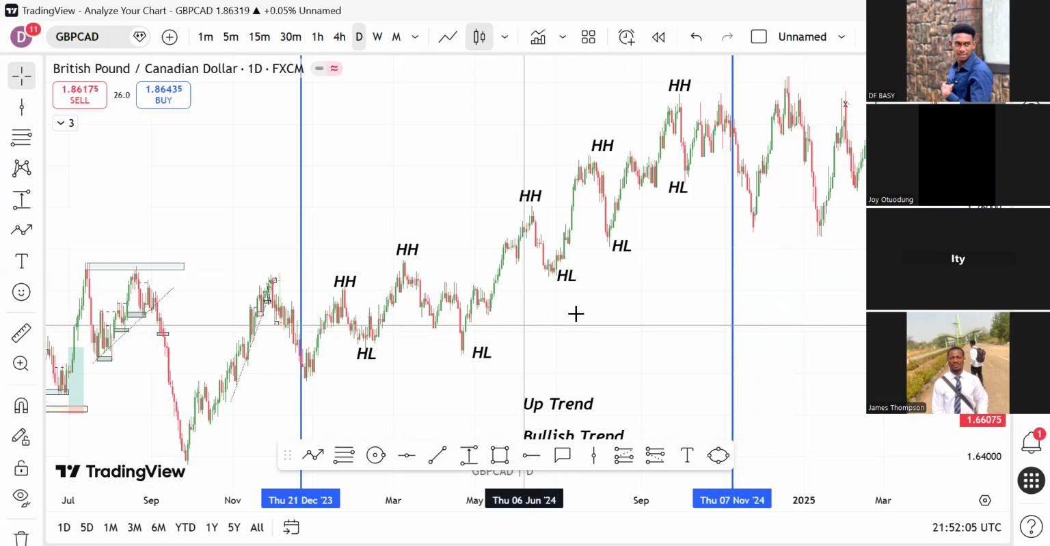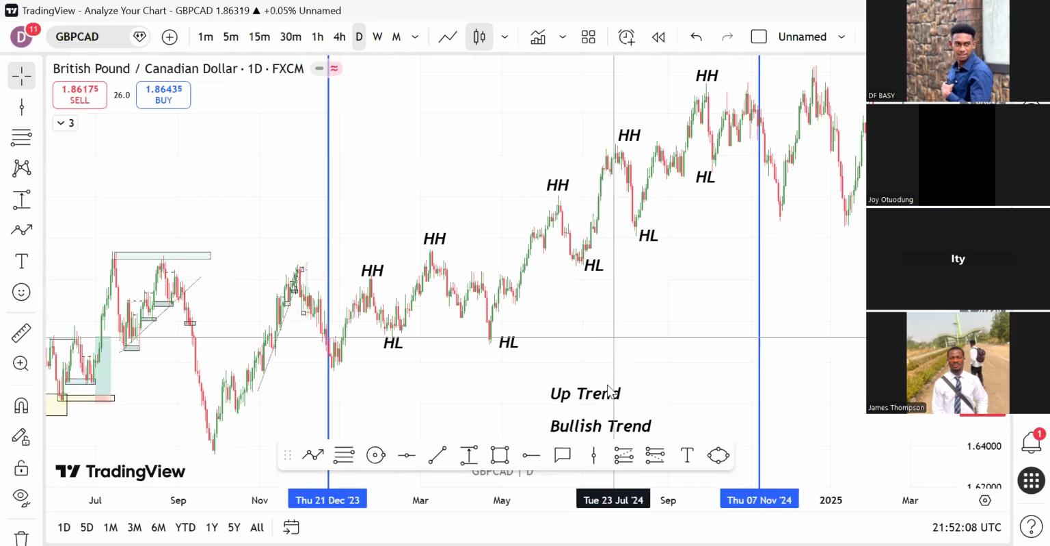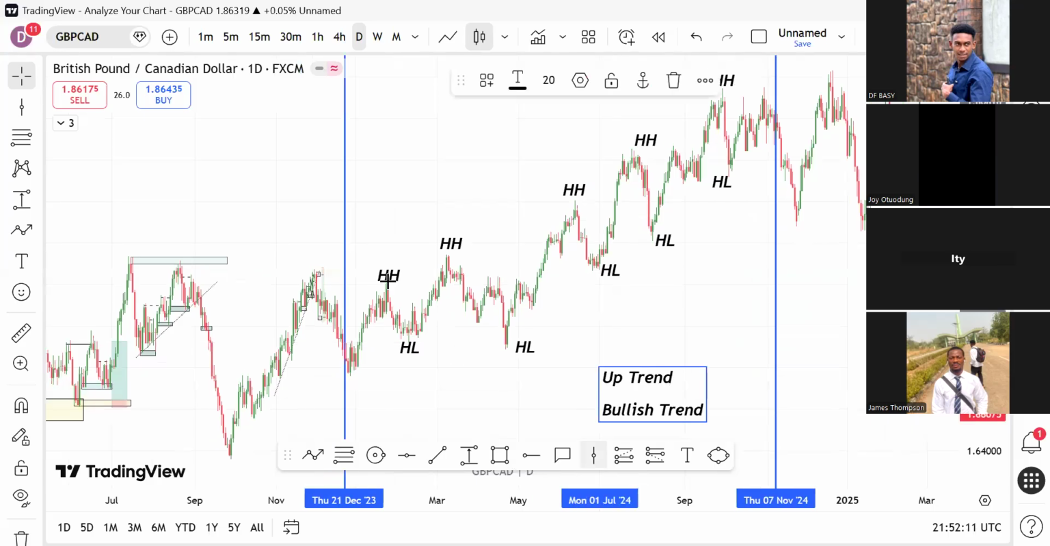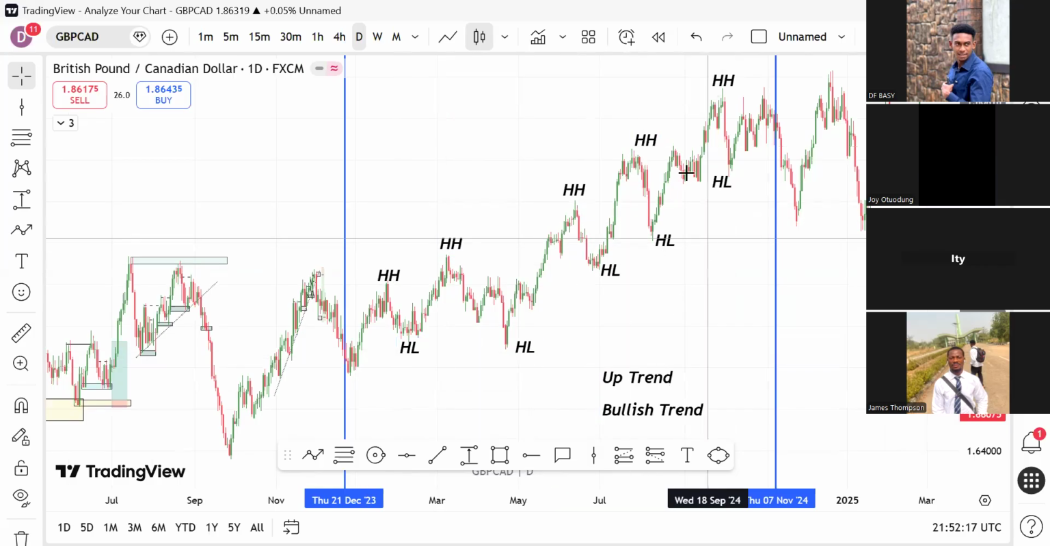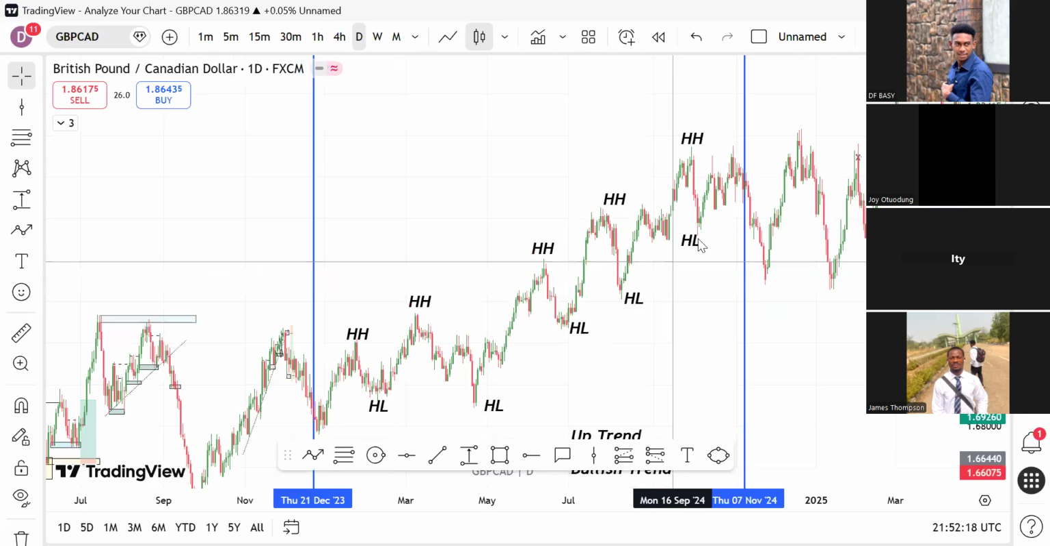So this is an uptrend, if you're with me. This is an uptrend, a bullish trend. So what has the market created? Higher highs, higher lows, higher highs, higher lows, right? Higher highs, higher lows. That's what I showed you.